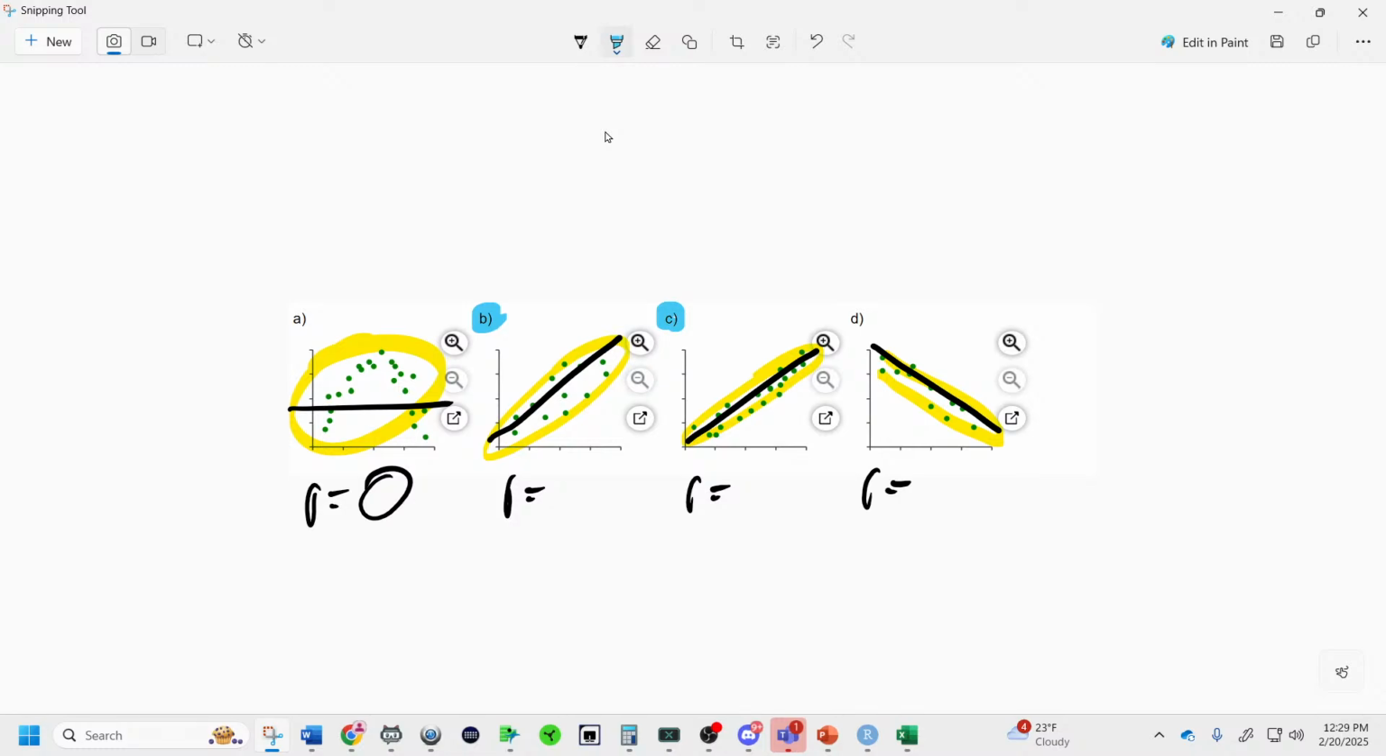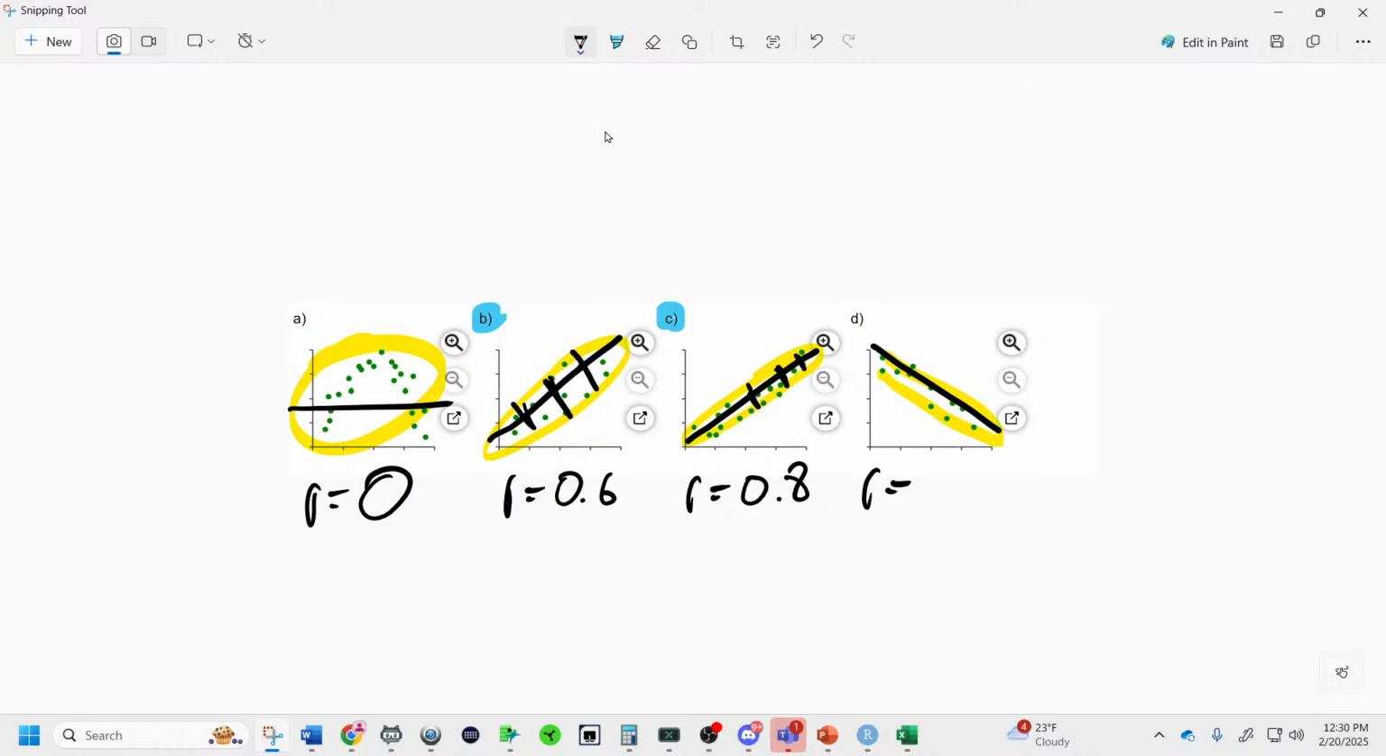C is stronger. So I would say C is going to be like 0.8, and this is going to be 0.6. We're just taking guesses. And it's stronger because this is tighter on C than this one. It's tighter. That's how the strength is measured.